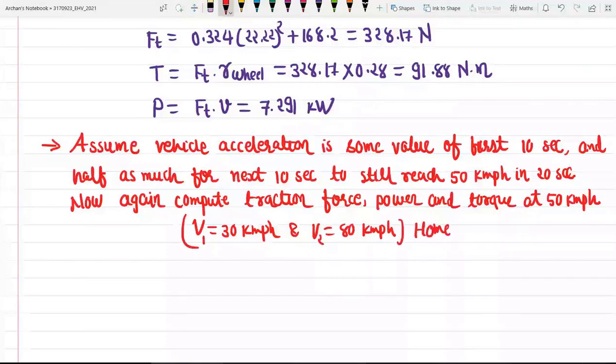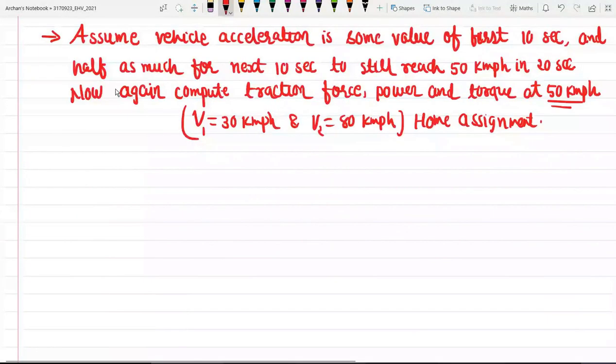Okay, so this is our home assignment. You have to carry out the same problem with these two velocities, 30 kilometer per hour and 80 kilometer per hour, and we will try to calculate it for 50 kilometer per hour. So it is given some case.